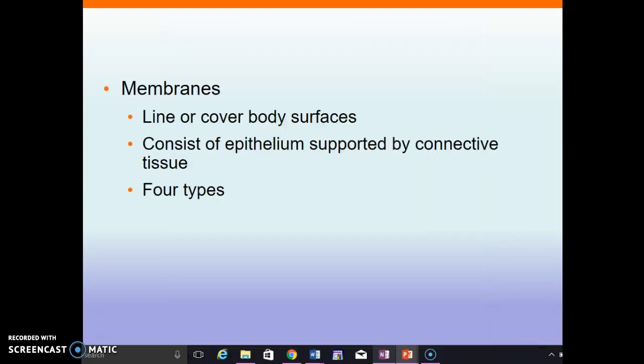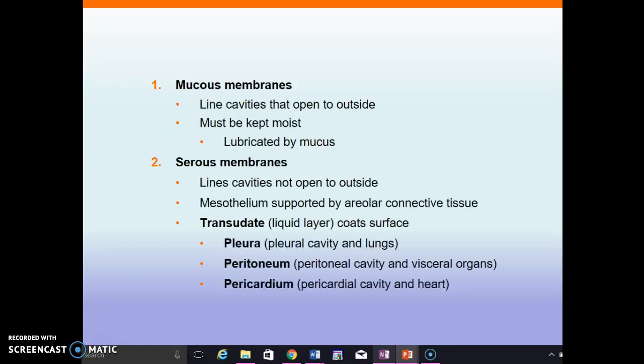You were introduced to membranes in an earlier chapter. If you recall, the membranes of our abdominal cavity are the peritoneum. The membranes of our thoracic cavity are the pleura. Membranes line or cover body surfaces, and membranes consist of epithelium as well as connective tissue. There are 4 types of membranes.